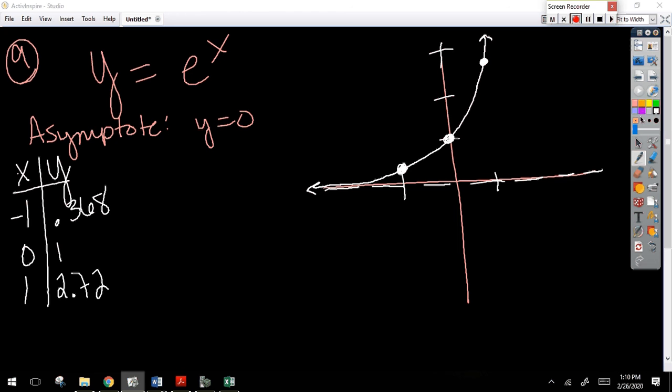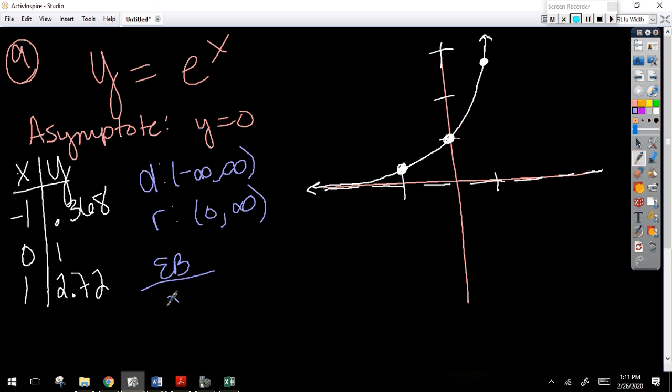What's the domain here? How about the range? 0 to infinity, that's absolutely right. Why did I not put a bracket on the 0? It doesn't touch it, that's the asymptote. Can't touch. How about, is it continuous? Absolutely.